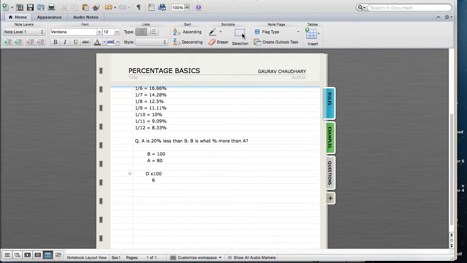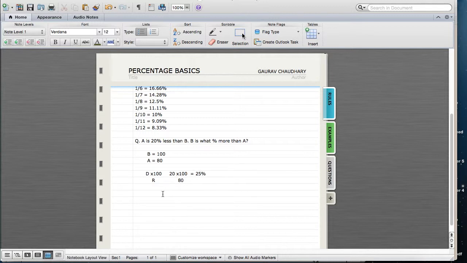Our difference is 20 and our reference is A is 20% less than B. So the reference was 20. Now it says B is what percent more than A. So the new reference is A, which is 80. The answer is 20 upon 80 is 1 by 4, which is equal to 25%.